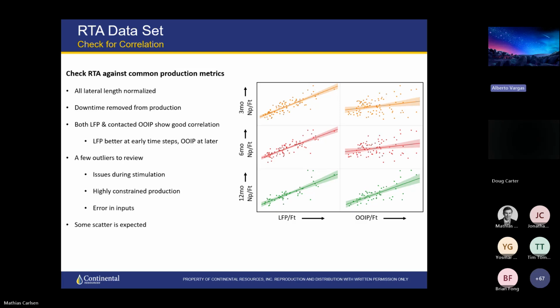And there's some scatter. There always should be. I get nervous if these look too good after the first pass. I always expect there to be some outliers to investigate. But in general, these are the correlations I would expect to see. You have LFP a little better correlated to the early time steps, and oil in place starts to correlate a little better to the later time steps.